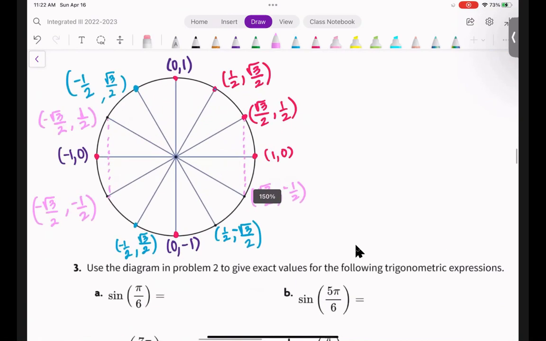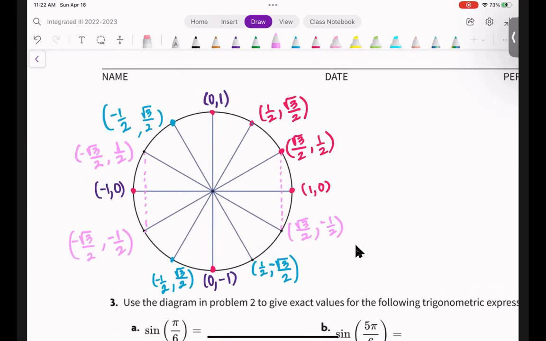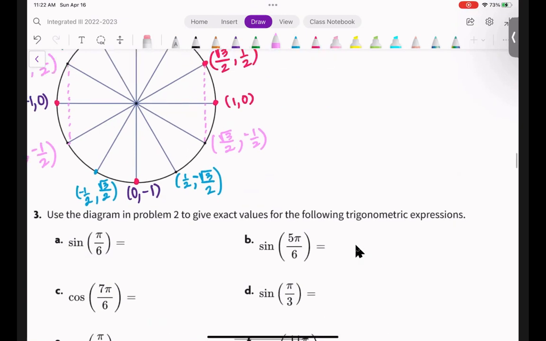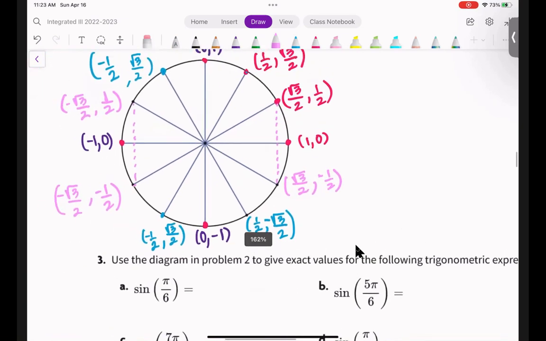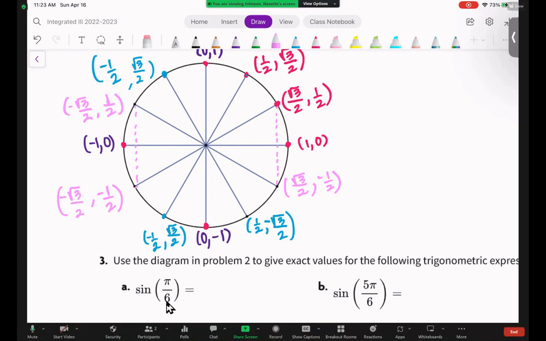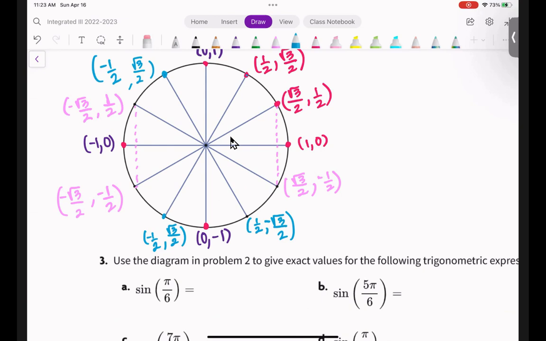So how do we read this thing? The first thing I'm going to do is use the diagram in problem 2 to give the exact values for the following trig expressions. The first one is sine of pi over 6. There are two ways to do this. I'm going to show you both ways. You figure out which way you like better and then do that way. First, I want to find out where pi over 6 is. If you remember, pi over 6 was one of the slices here, so this angle in here is pi over 6.